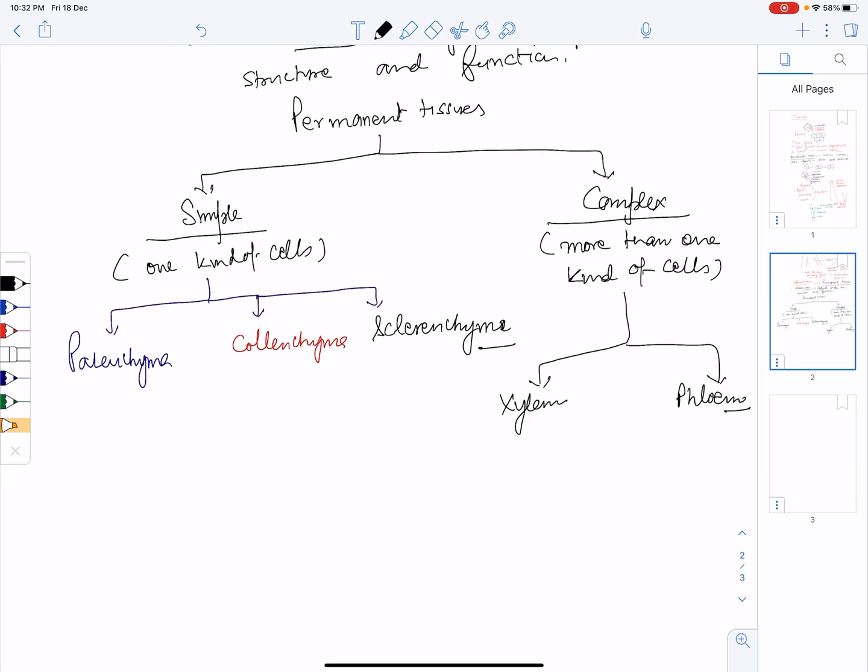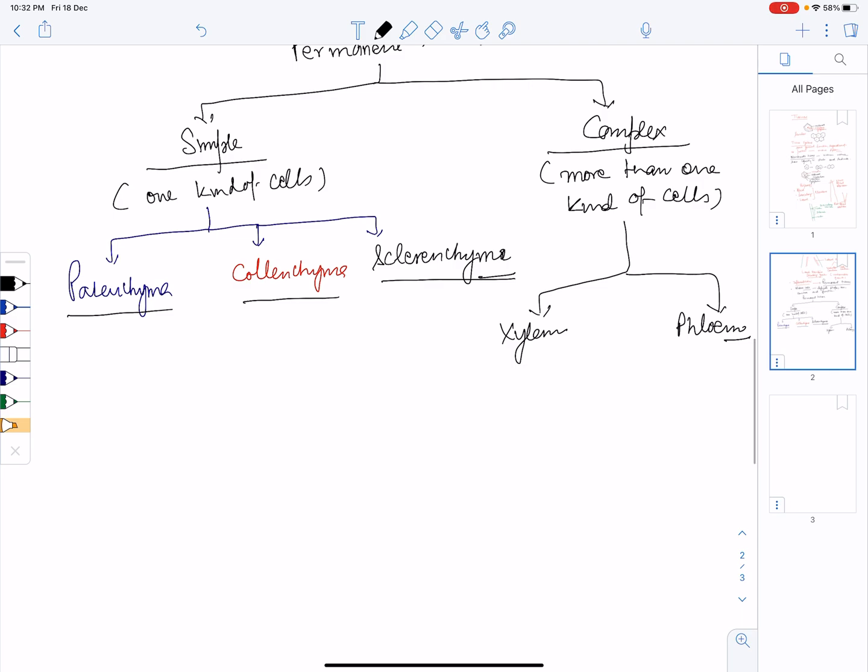Now, simple tissues, because they are made up of one kind of cells, will form a uniform tissue system, and this will perform a common function. They will have similar function. Like all parenchymatous cells will perform the same function, collenchymatous will perform the same function, sclerenchymatous will perform the same function, and they are made up of one kind of cell. So in this, we will first discuss parenchyma cells.